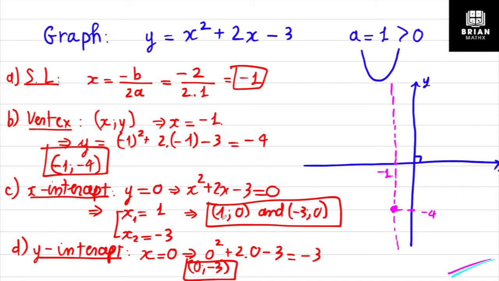For the x-intercepts, you've got 1, 0. Here is 1, and negative 3, 0. Negative 3 in this one. This is y, this is the x-intercept. And how about the y-intercept? You've got 0, negative 3. In this one, negative 3.